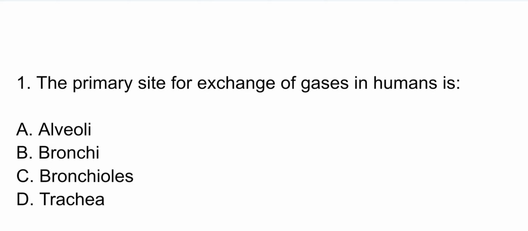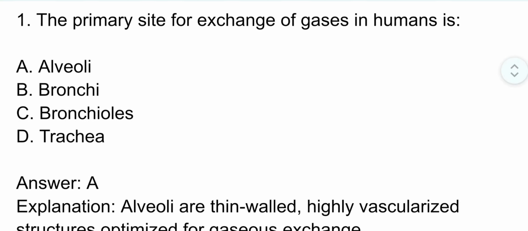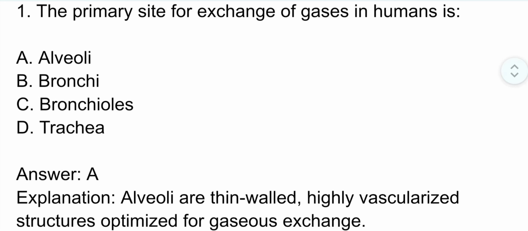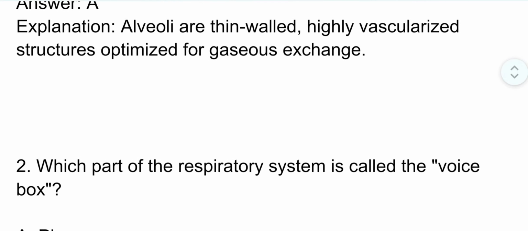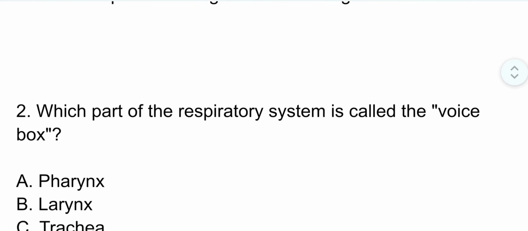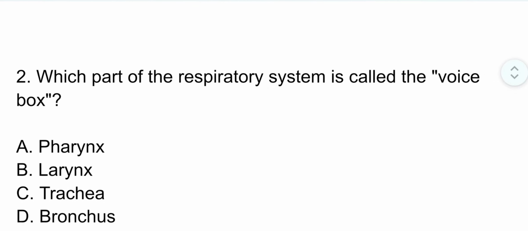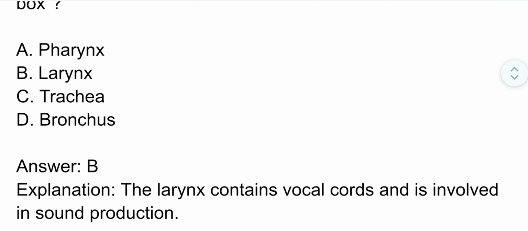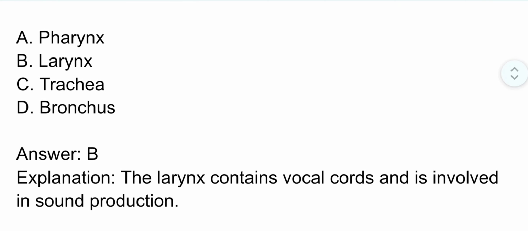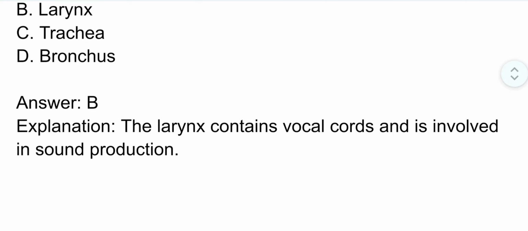Question number 1. The primary site for exchange of gases in humans is. The correct option is option A, alveoli. Alveoli are thin-walled, highly vascular structures optimized for gaseous exchange. Question number 2. Which part of the respiratory system is called the voice box? The correct option is option B, larynx. The larynx contains vocal cords and is involved in sound production.